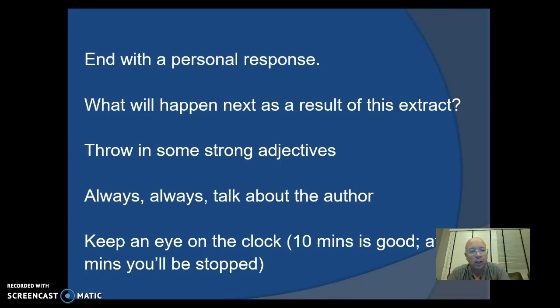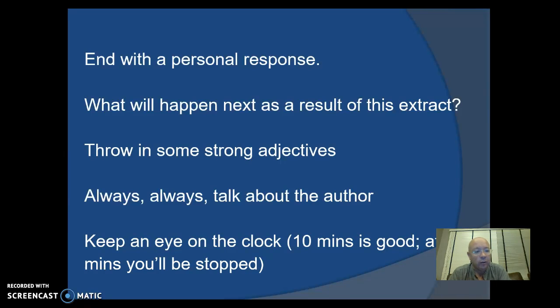And a couple of really good tips at the end here. Strong adjectives. Have some strong adjectives prepared for whichever text you're doing. Throw them in. The stronger the better. They're a really simple way of showing an examiner that you get this and you understand what's happening. And the last major tip is talk about the author. He or she was real, the character's not real. So the more you can talk about the author, the more you will sound like a literary student as opposed to just a reader of the novel. So all the time try and refer to the author.